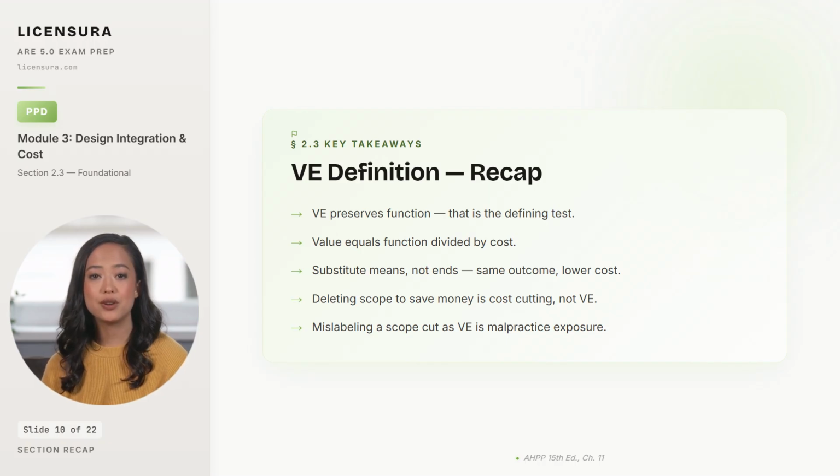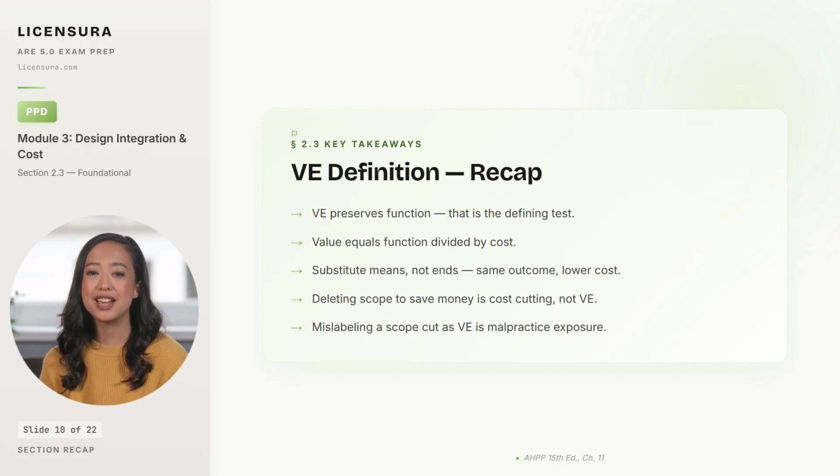Value engineering preserves function. That is the single defining test, and every exam question on VE hinges on whether the proposal keeps the function or deletes it. Value is the ratio of function to cost, which means you can increase value either by lowering cost while holding function steady, or by holding cost steady while improving function. Both moves count. VE substitutes means, not ends. The building must still do what it was supposed to do, just through a different assembly.